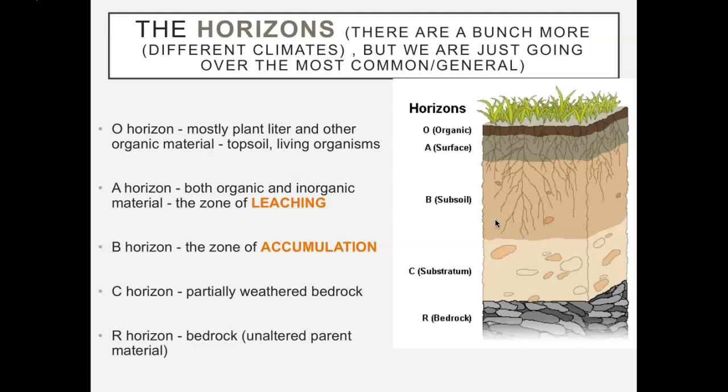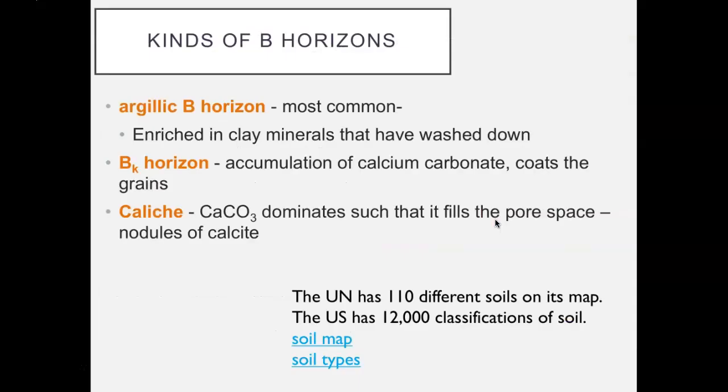O has mostly plant litter and other organic material. This is what we think of as the topsoil. The A horizon does have organic and inorganic material, and it's what's called the zone of leaching. Rainwater is going to hit that A layer, and anything in that layer that is soluble is going to be washed down to B. The B horizon is the zone of accumulation. And C is again that partially weathered bedrock, and R is the rock.